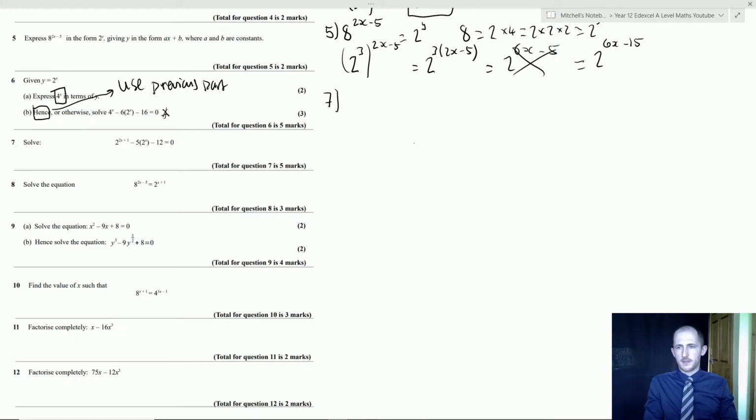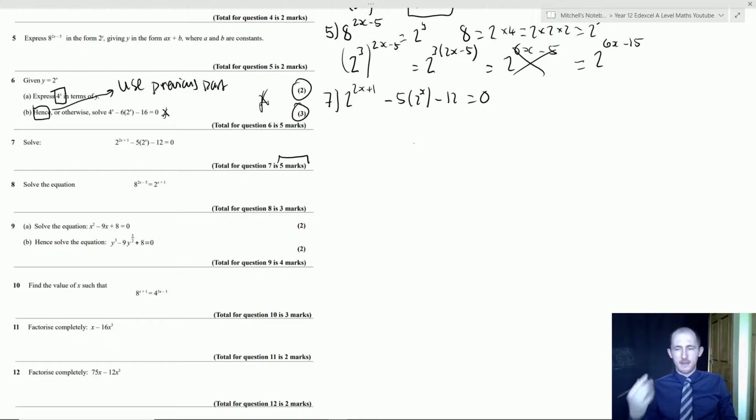Now let's do question 7. So solve the expression, 2 to the power of 2x plus 1 minus 5 times 2 to the power of x minus 12 equals 0. Given that we've just done a very similar question, but it was split into two parts, the first part was 2 marks, second part was 3 marks, and this question is all just 5 marks. That's not a coincidence. In the later papers, they tend to split these questions into multiple parts, but they don't have to. There's nothing in the spec that says they do.